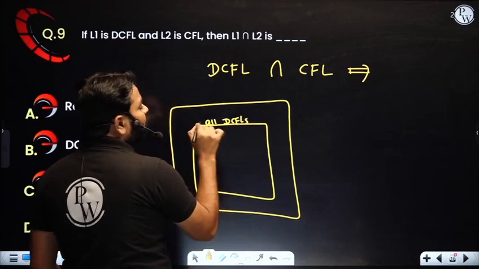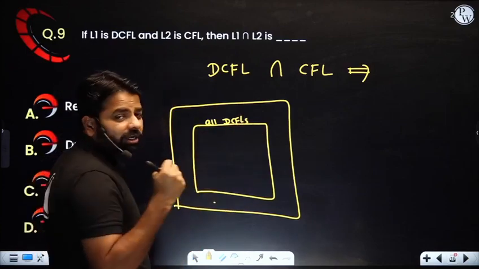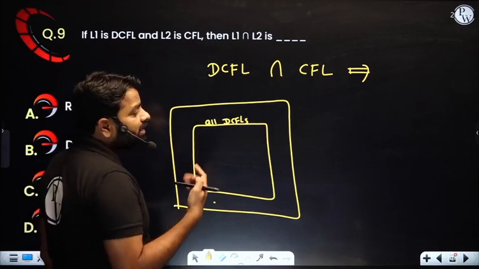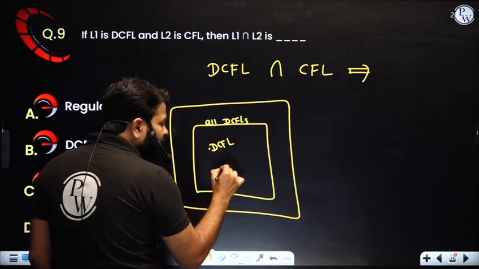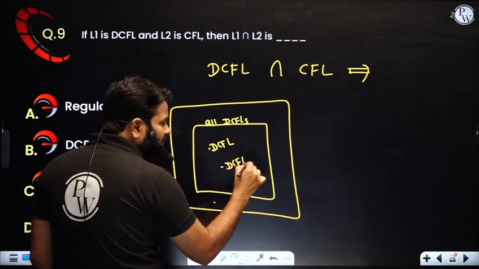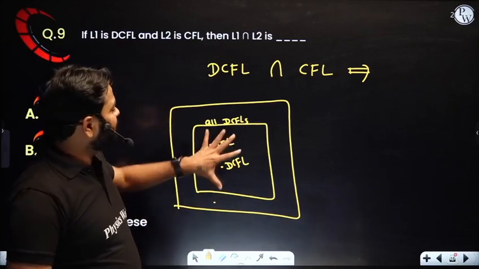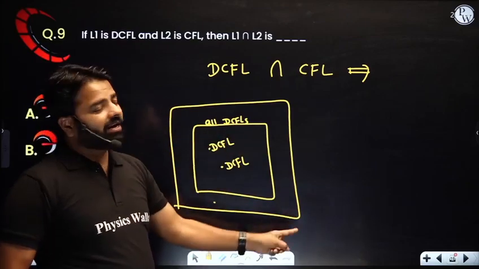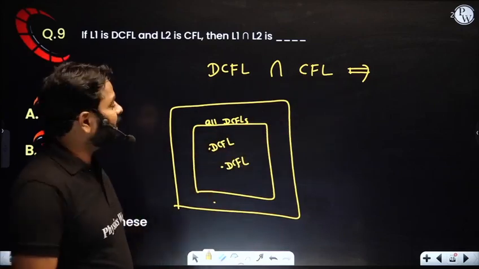It means the set of all DCFLs. It is not one DCFL. It's a combination, all DCFLs. Where is the DCFL? Here somewhere the DCFL exists. Okay. I used to assume that way. This is a DCFL intersection CFL, so CFL is the answer. That's wrong. What is the right answer?